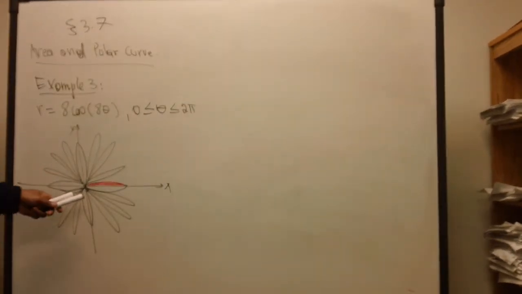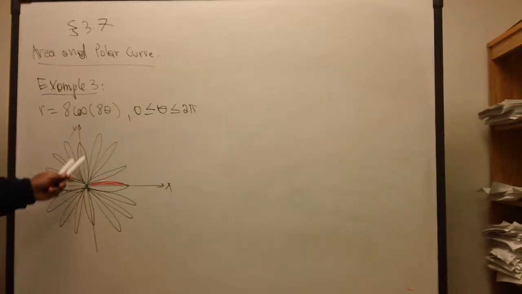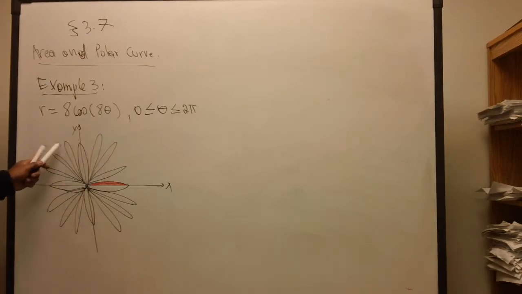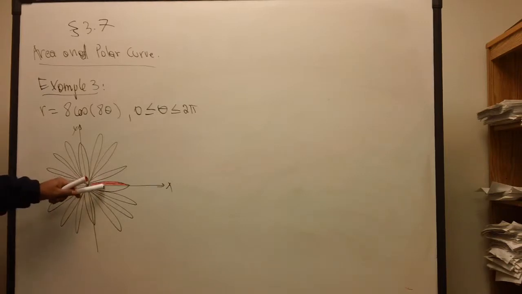Now the graph of this equation is this. So basically you have 16 leaves. You get 16 leaves by taking 8 times 2. So all of those are leaves, and you have 16 of them. Now they ask you to find the area covered by those regions, so basically all those areas, all those spaces.